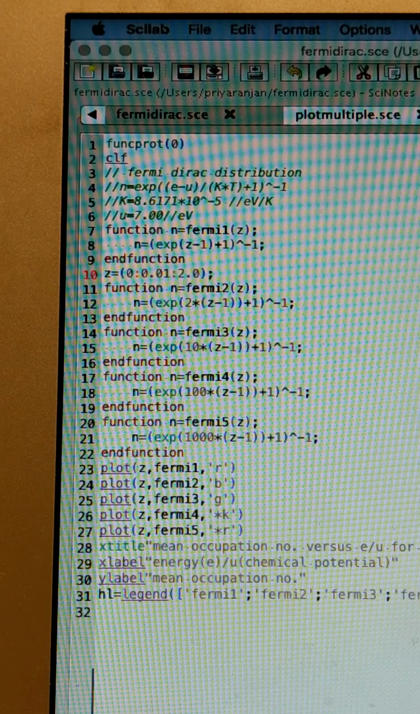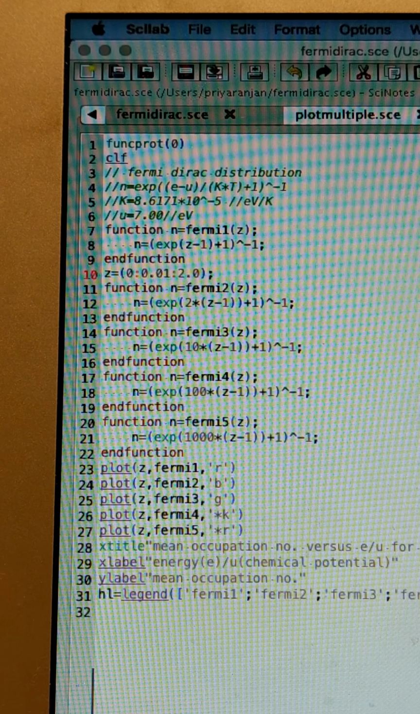And then what follows is what I had already written on the whiteboard. That means function n is equal to Fermi 1z, etc. N function, then z I have taken as 0.01, etc. And then I go up till Fermi 5. Every time I increase the value of mu by kT, it goes from 1, then 2, 10, 100, and 1000.